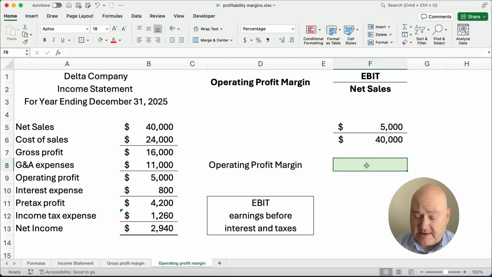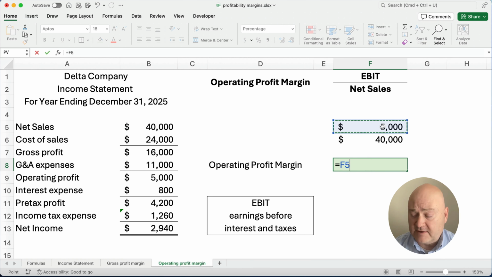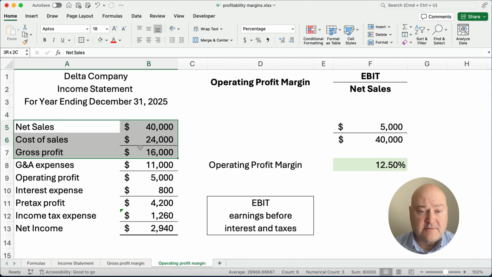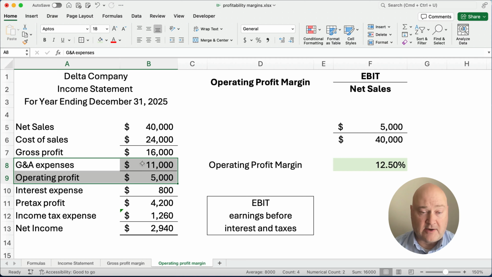So we simply take $5,000 divided by $40,000 and we end up with something like 12.5%.